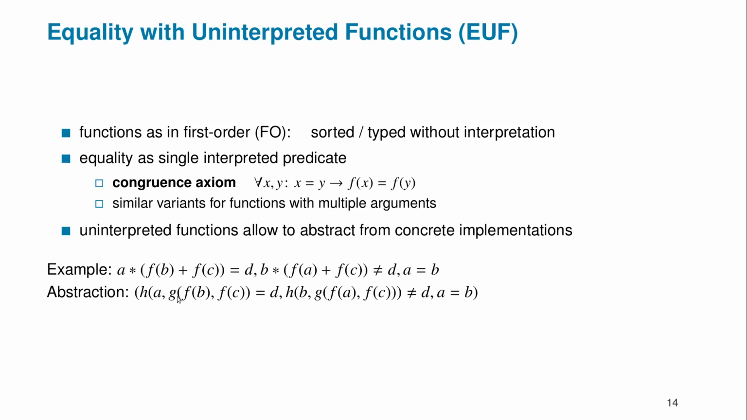And what else can we do? We can also replace the B here with an A. Then we have twice the same formula here. One time it is equal to D, the other time it is not, and therefore we can conclude that this set of constraints is inconsistent.